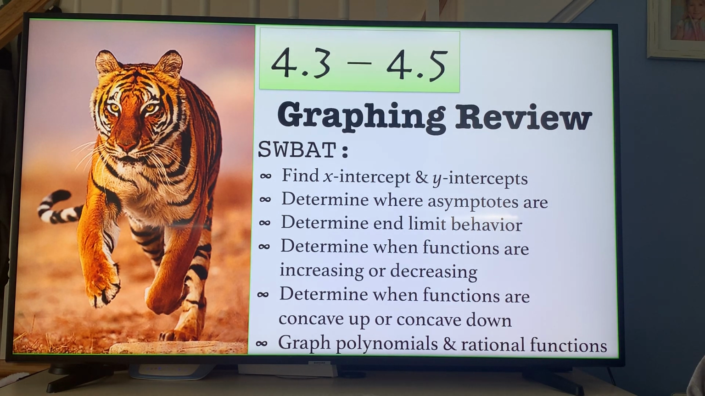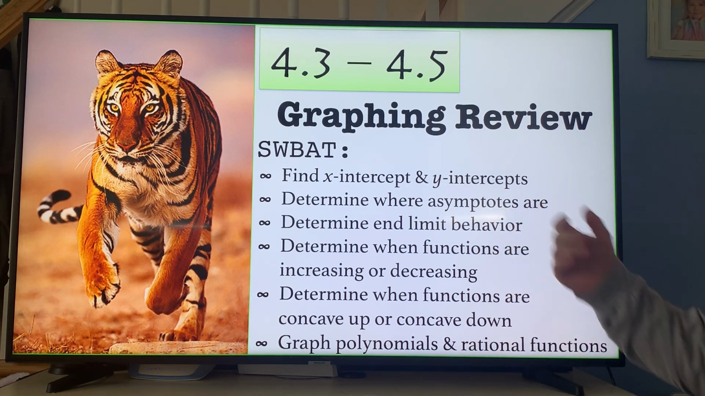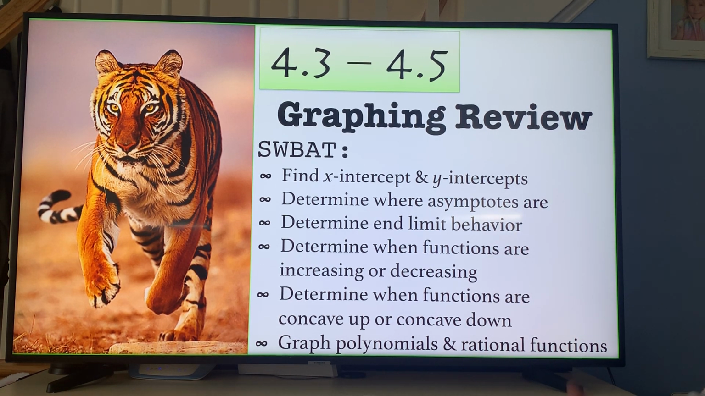Today we're going to be going over the review of all the different types of stuff that involves graphing, types of polynomials, and types of rational functions. Now, at the end of this lesson, which is a multi-day, even over a week lesson, you'll be able to find the X and Y intercepts of problems, determine where the asymptotes are, the horizontal and vertical, determine what the end limit behavior is, find out when the functions are increasing, decreasing, find out when they're concave up or down, find the critical numbers and the critical points and the inflection points, and graph polynomials and rational functions.